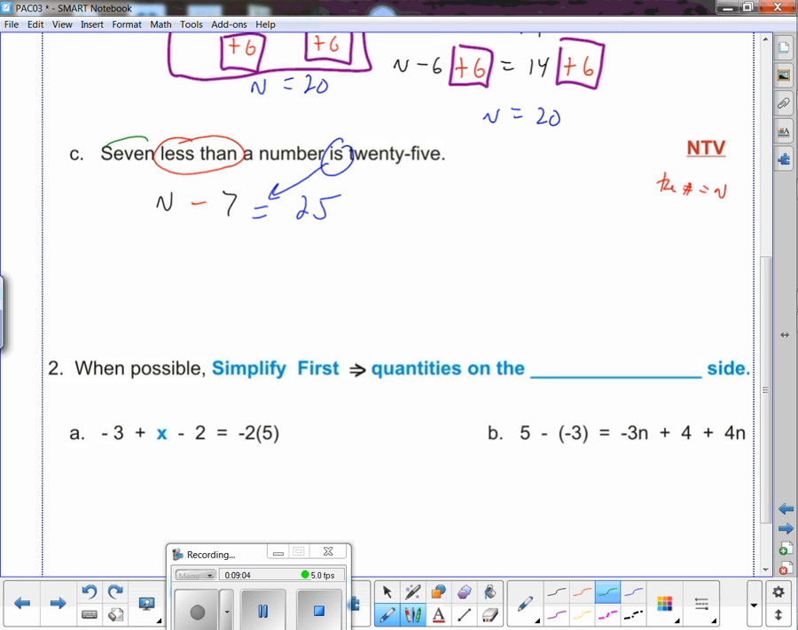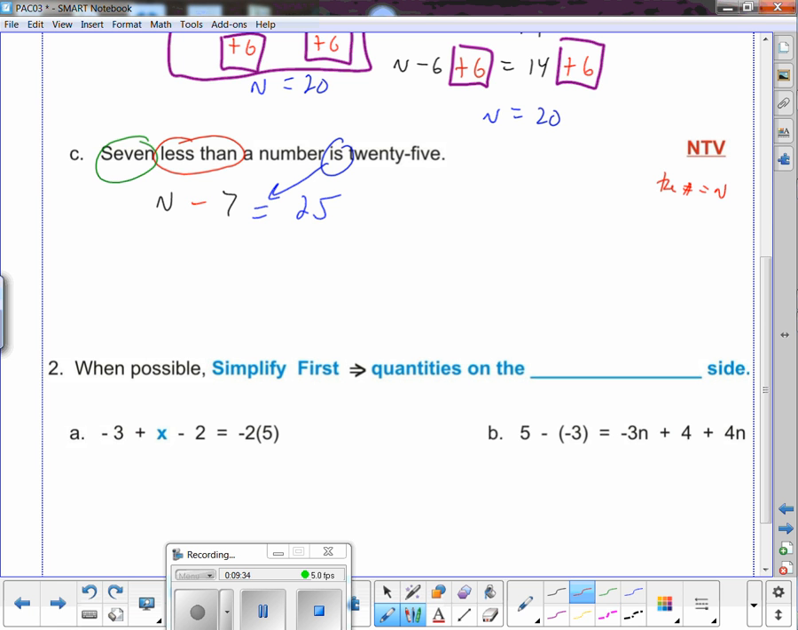You think because the 7 is listed first that it should go in the front. And you can't do that with subtraction. Again, you have to be careful. If you have 20 pieces of candy and I say to you, what's 7 less than 20 pieces of candy? You're going to say 13. You're going to do 20 minus 7. So again, with subtraction, the number has to go in the back. So it is n minus 7.